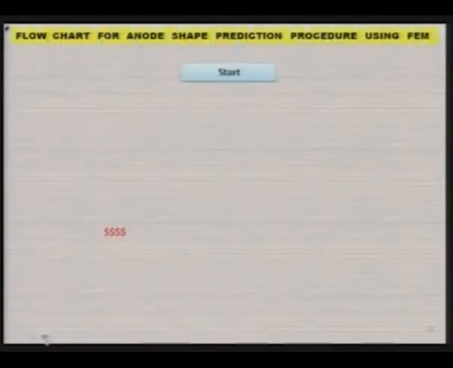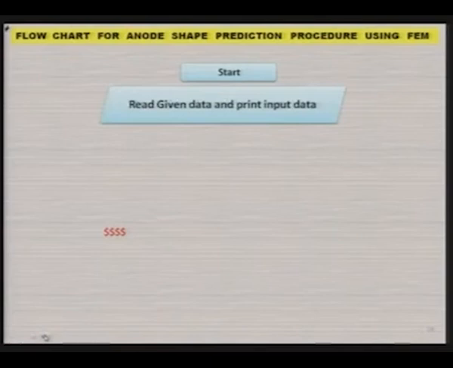Now, the same procedure which I have mentioned is shown over here in the flow chart. Flow chart for anode shape prediction procedure using the finite element method. When you are starting it, read the given data and print the input data. The given data includes all machining conditions and the tool profile, that is the x, y or x, z or y, z coordinates of the tool.